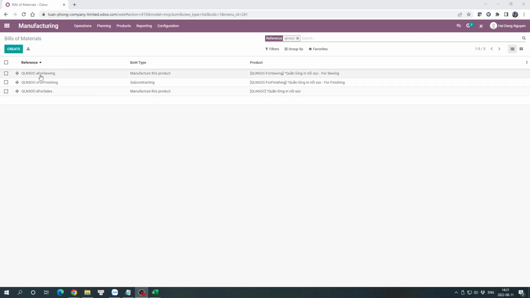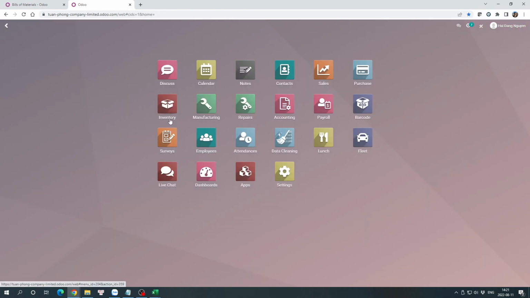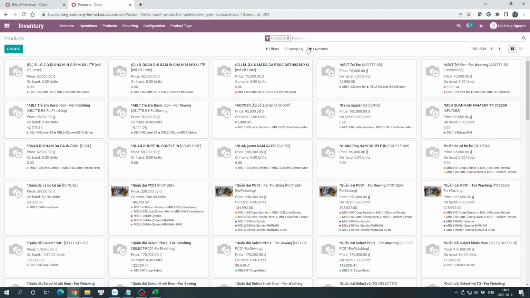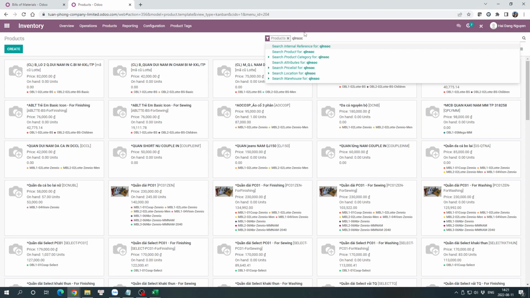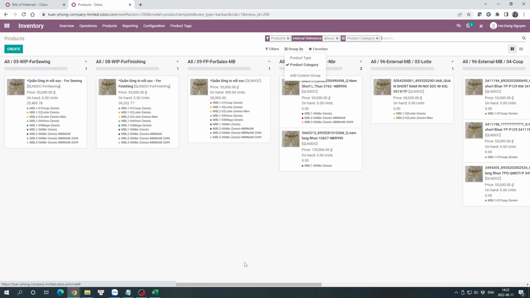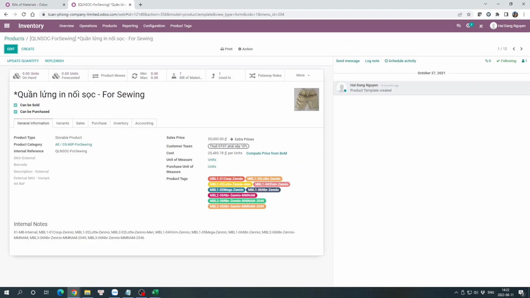Let's look at the first one, the one that's ready for sewing. I'm going to show you here. We go into inventory, look at products. It's going to be group by category. Alright, so we're going to go from left to right, only until this point. First one, the one that's ready for sewing. What do we have in here?